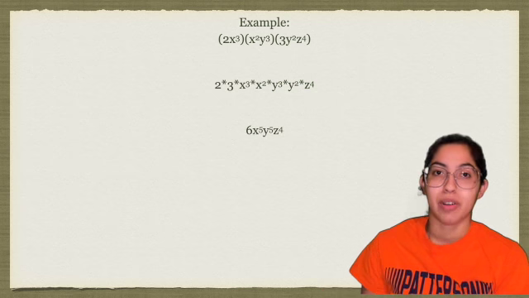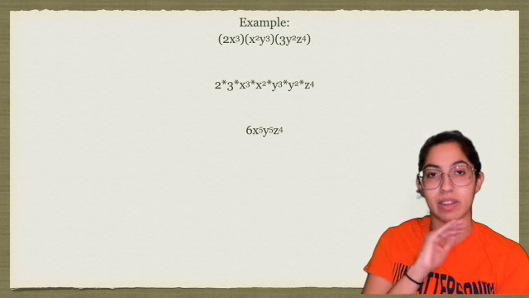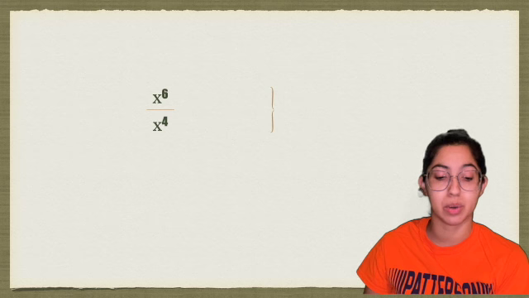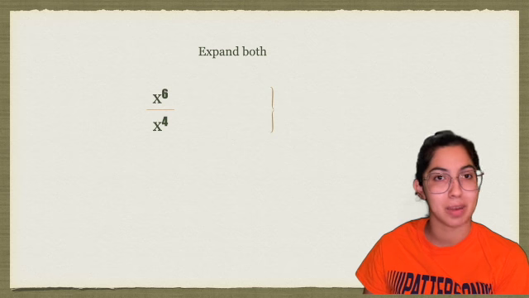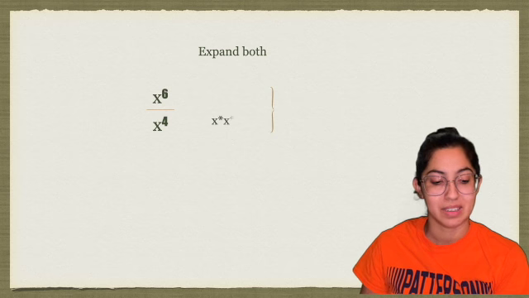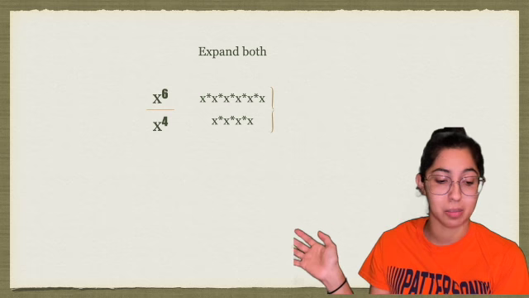And that would be my final answer for that. Okay, so let's go ahead and dive into quotient rule or dividing. So I have x to the power of 6 divided by x to the power of 4. So of course, first step, expand both of those. So I will have 4 x's on bottom. I will have 6 x's on top.